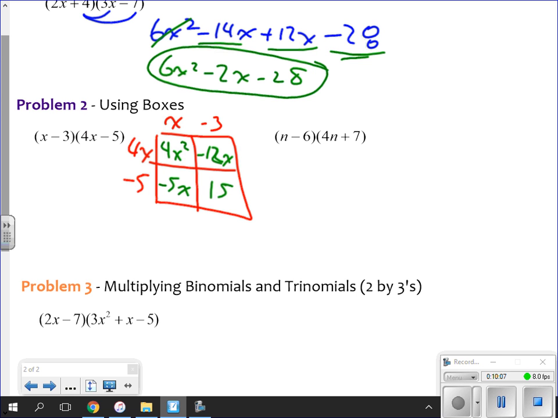I basically did the FOIL method, just organized a different way. The first terms, the outside terms, inside terms, and the last terms give me what I have. And then I combine like terms. These two are in the center here. I have 4x squared. Negative 5, negative 12 gives me negative 17x plus 15.